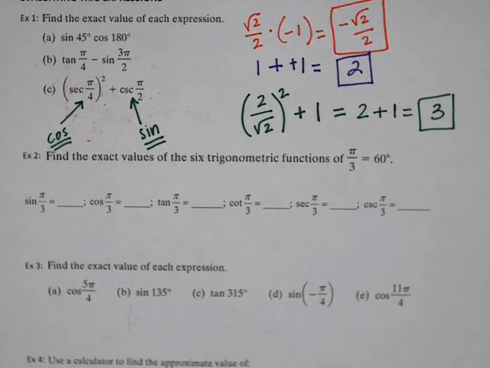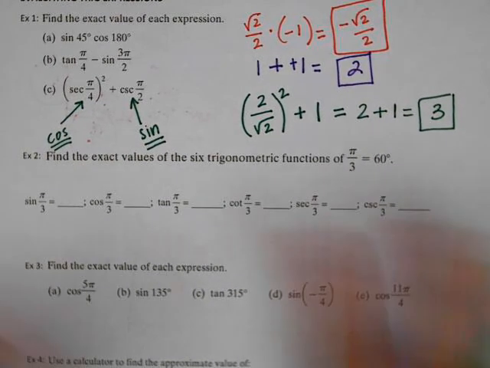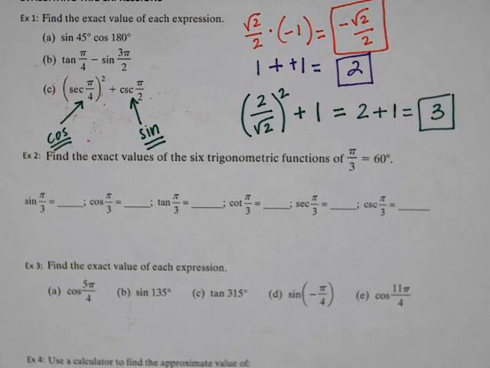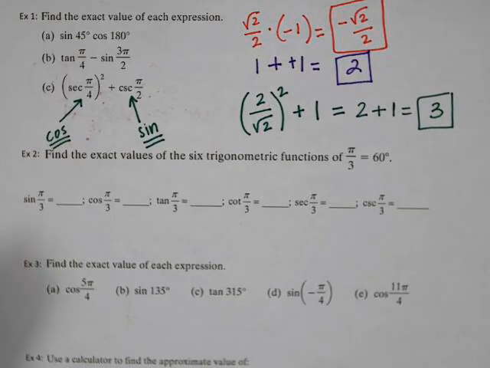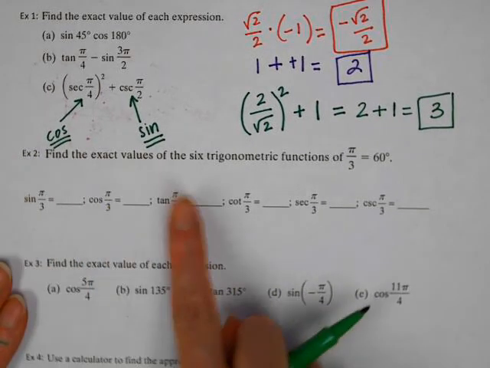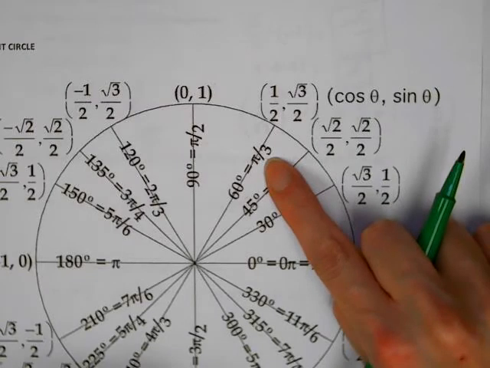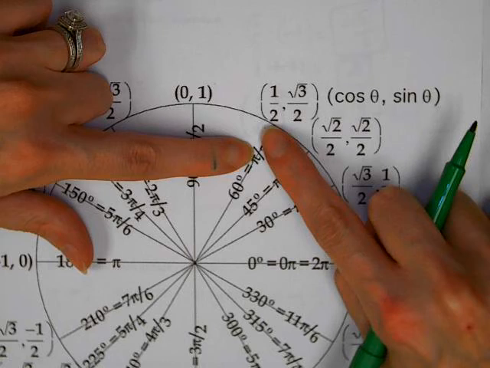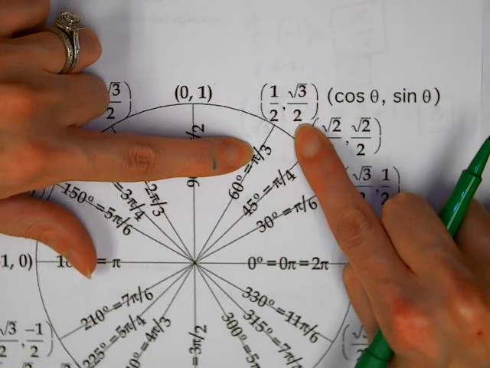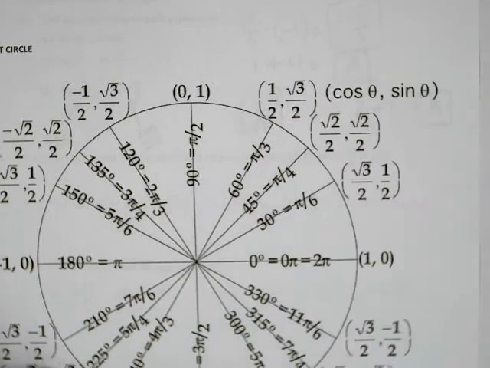Okay, example 2. Just kind of going over what all these trig functions are. So pi over 3 we know is 60 degrees. Let's find all 6 trig functions at pi over 3. Okay, so here's pi over 3, right? We definitely have cosine and sine, so that's easy.